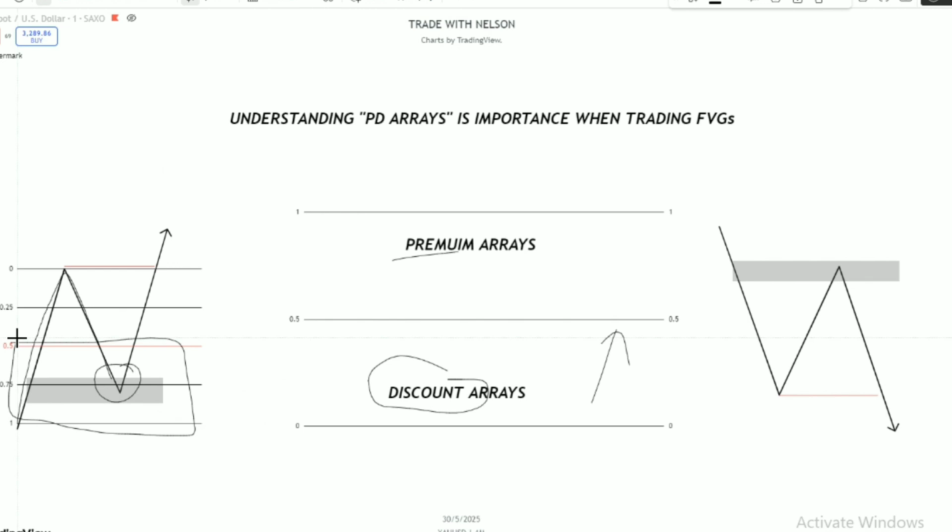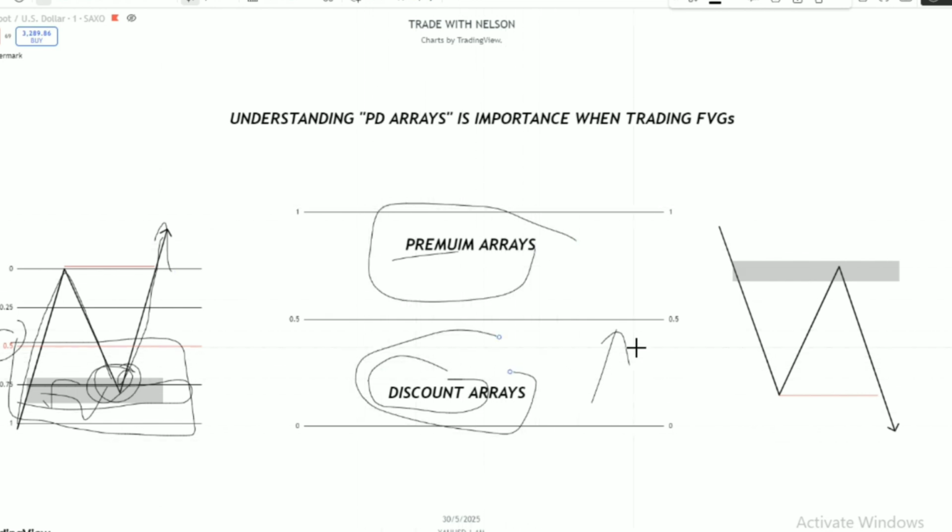You can see below the 50 level, which is the 50%, 0.5. Let's say this is a fair value gap. Then price enters into that point and sends price to the upside. So that is basically the purpose of the premium and the discount array.